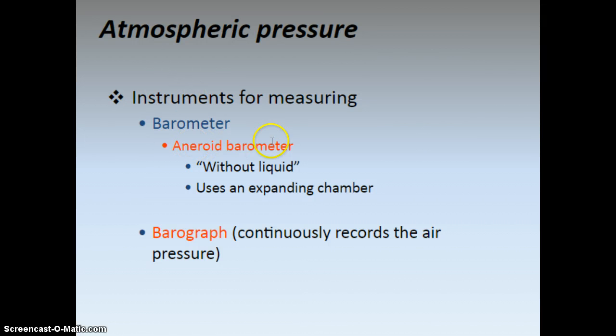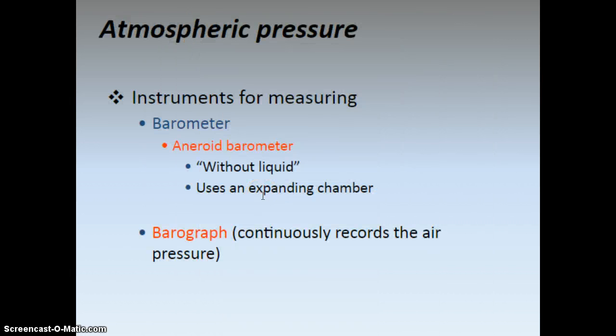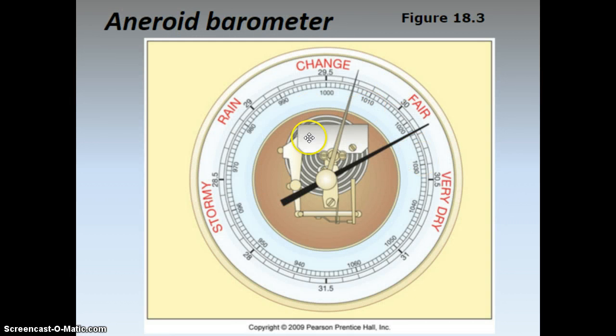An aneroid barometer is another type of barometer. This is without liquid. It uses an expanding chamber, and there'll be a picture of that here in just a second. This aneroid barometer is measuring the pressure, and it's able to tell you what the conditions likely are: low pressure is stormy, and high pressure is fair and very dry. So the higher the pressure, the nicer the conditions.